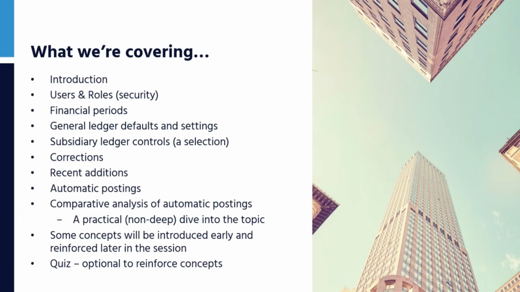So in terms of what we're covering, we'll have a little bit of an intro and disclaimer, talk about security in terms of users and roles, and how that crosses over into the financial period permissions, and then get into your general ledger defaults and settings, have a little bit of a look at subsidiary ledger controls where they sort of cross over into that finance function, talk a little bit about corrections, have a look at some of the more recent additions that help us with our controls within the software, talk about automatic postings and some concepts around that, and then there's, I guess, a fairly heavy section where we have a look at the different posting options that are now available within the system now that they've sort of reached maturity.